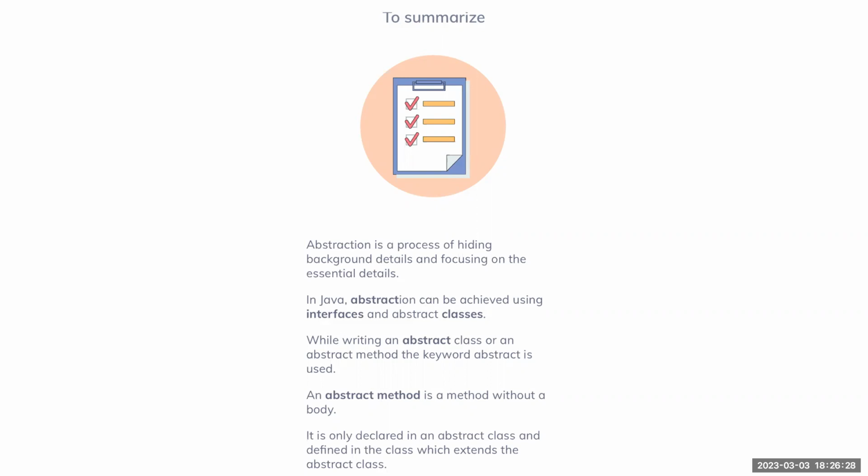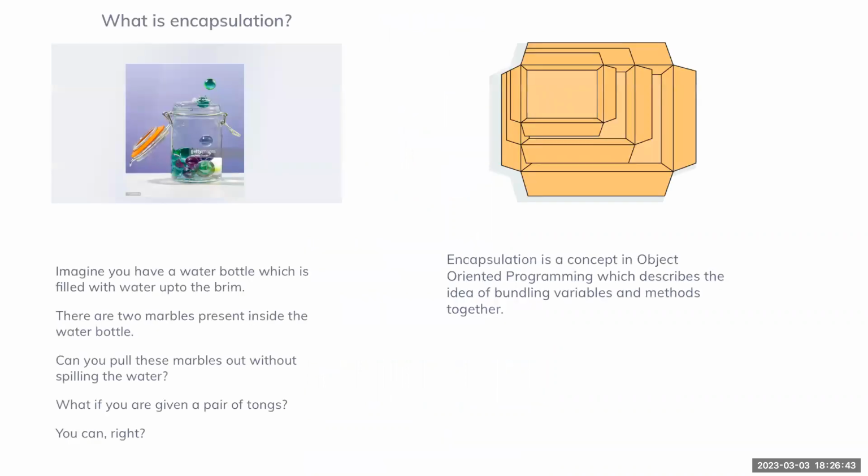An abstract method is a method without a body, and it is only declared in an abstract class and defined in the class which extends this abstract class. Okay, now let's see what is encapsulation.